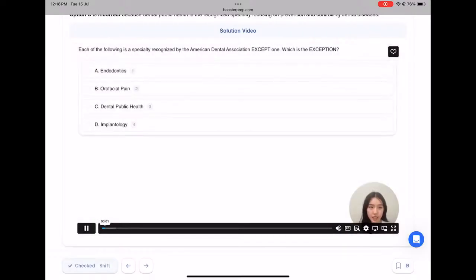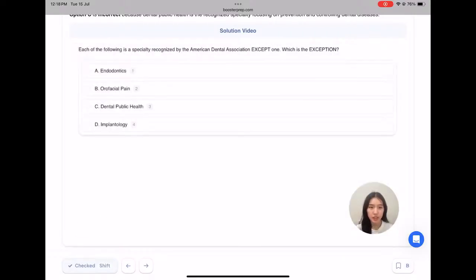This question reads that each of the following is a specialty recognized by the American Dental Association except for one.